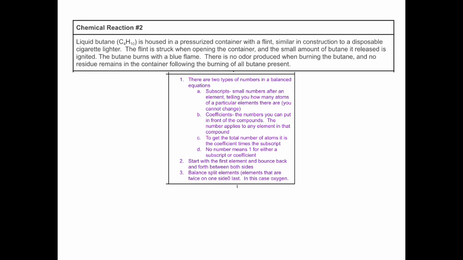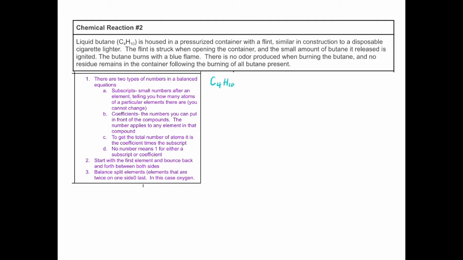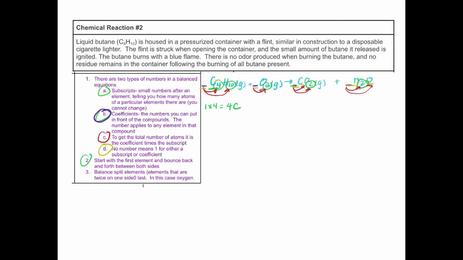All right, these are a little tricky to balance sometimes, so we're going to walk through this slowly. Again, we've got our butane, which once released from the lighter is a gas, plus oxygen gas gives us CO2 plus H2O, both gases. We're going to look at our coefficients and our subscripts again. Remember, coefficients times subscripts gives us the number of atoms, and we're just going to start from the carbon. 1 times 4 gives us 4 carbons, so I need a 4 in front of CO2. Then I'm going to look at oxygen. Actually, I'm not, because remember, this is our split element. It's there twice on the right, so we're not going to do that one yet.